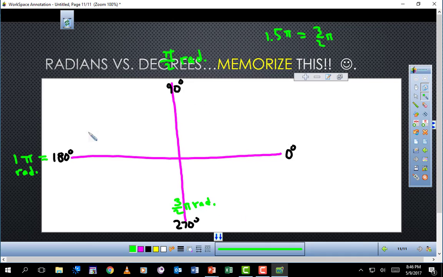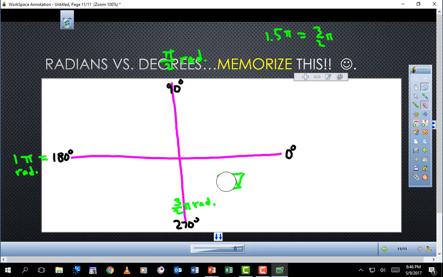These are what we call the quadrant angles, because you know how the x and y axis are divided up in quadrants: quadrant 1, quadrant 2, quadrant 3, quadrant 4. So these divide up the quadrants. So these are the quadrant angles. So we know all the quadrant angles now.